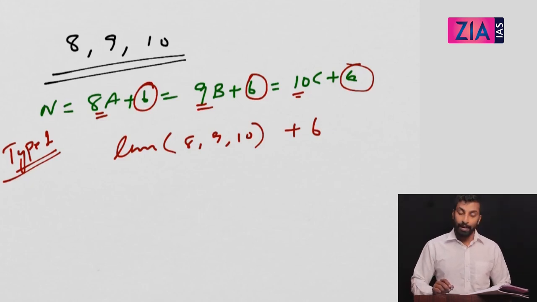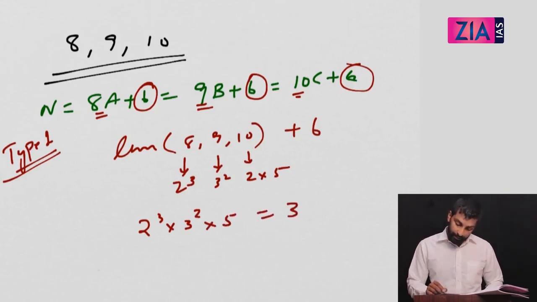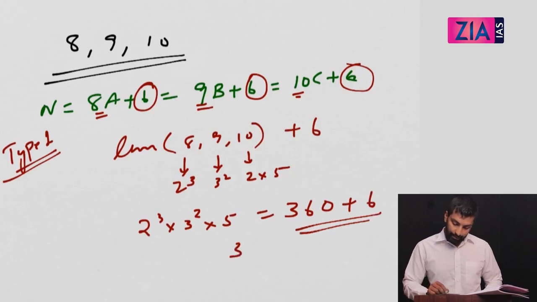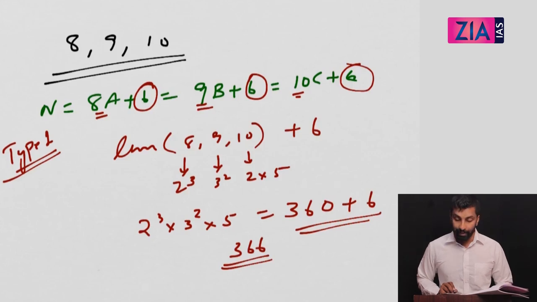So what is the LCM of 8, 9, 10? 8 I'll write as 2 cube. 9 I'll write as 3 square. 10 I'll write as 2 into 5. So 2 cube into 3 square into 5. That means 360 is your LCM. What is your answer? 360 plus the remainder. So 366 is the least number which when divided by 8, 9, 10 leaves the remainder 6.